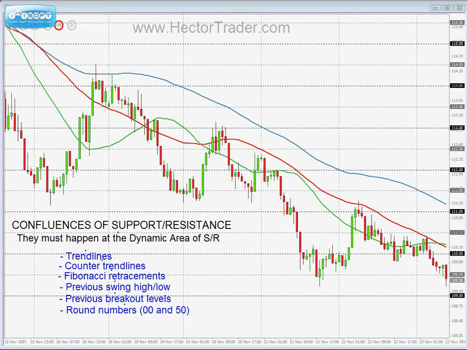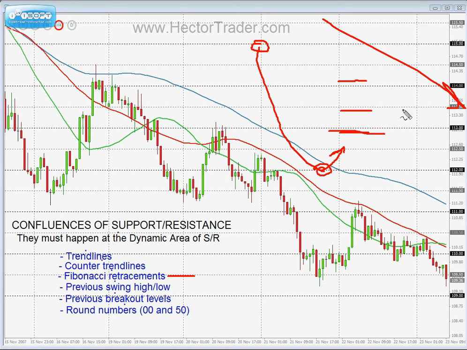Thirdly, the third element I usually look for in order to build up my confluences is Fibonacci retracements. You know what a Fibonacci retracement is. Let's assume you have a swing in a downtrend. You measure the top of the swing to the low of the swing, and then you get different levels of possible retracements. As price retraces back up, it might find resistance at these different levels.